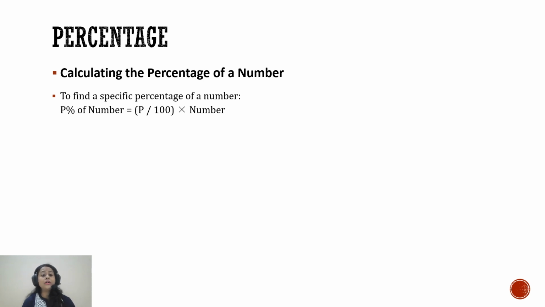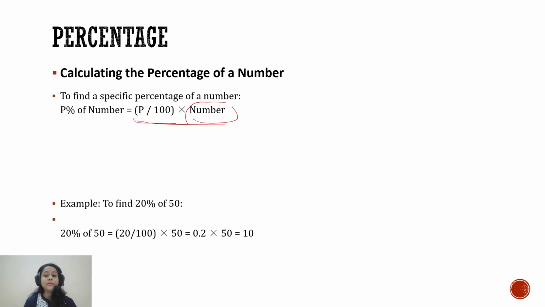Then suppose we want to find out a specific percentage of a number. Suppose 20% of 80. We want to find out a specific percentage of a particular value or number. How can we do it? So the formula here is, suppose we want to find out p percent of a number. P can represent any value. So if we want to find out p percent of any number, it will be p by 100 into that number.